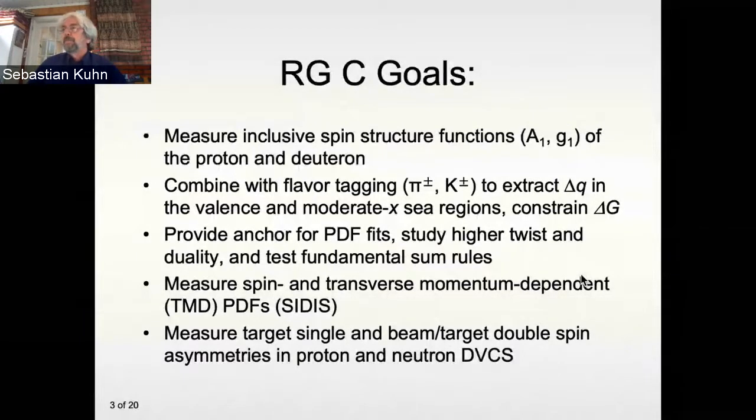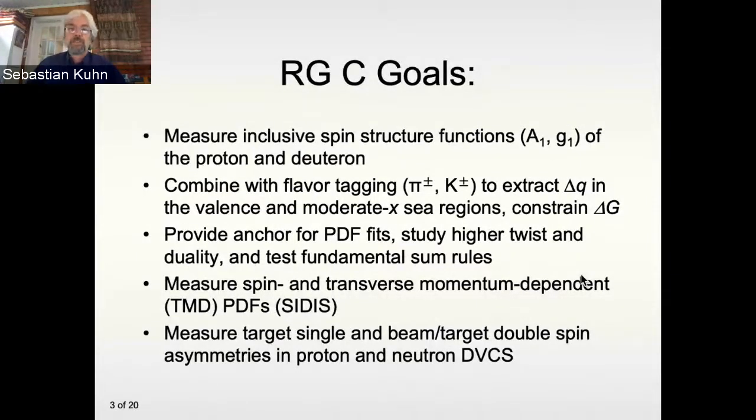So the main goal of several of these experiments, of course, is to study the three-dimensional partonic structure of the nucleon in the valence region. In particular, Run Group C wants to study the spin structure of the nucleon, both in one dimension by looking at the spin structure functions A1 and g1 of the proton and neutron at large x, and also combining this with flavor tagging to tag the quark that was struck. And finally, providing an anchor for PDF fits, which will allow us to further constrain even the gluon distribution at large x.